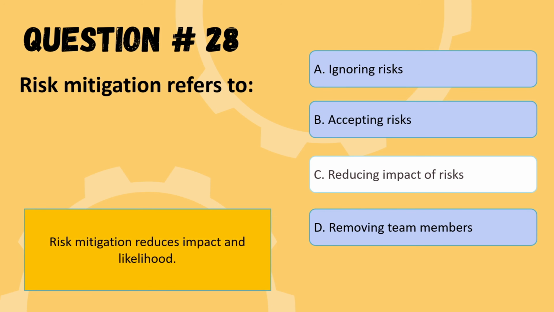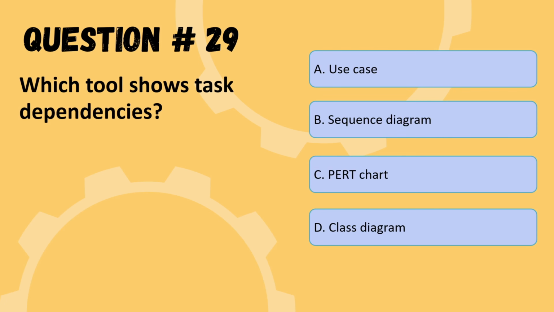So we are moving to the next question. Next question is, which tools show task dependencies? Options are use cases, sequence diagram, PERT chart, or class diagram. So the correct option is PERT chart.